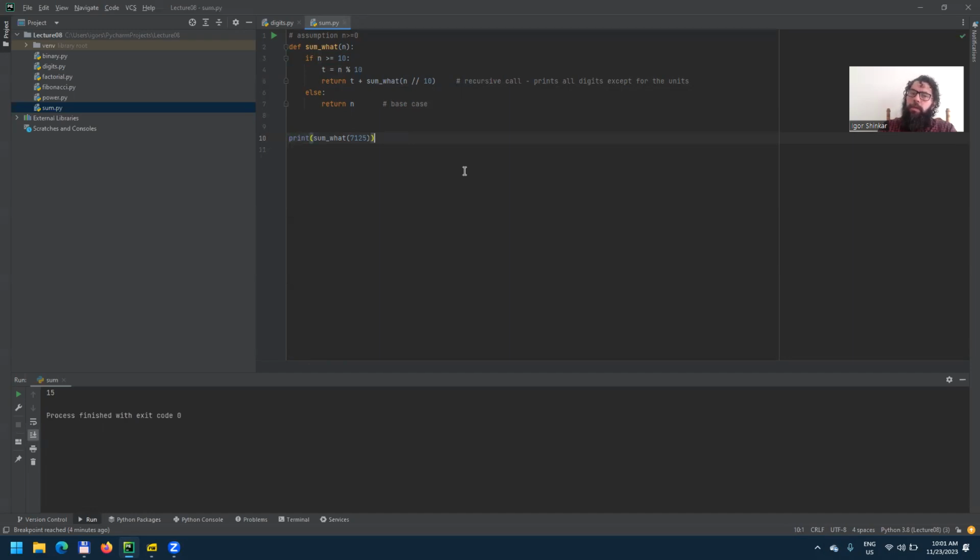Can you guess what it does? Okay, if it's a single digit, it just prints the single digit. But if I do 44, it will print 8. So, question for you. What does this function do? Or, explain the functionality of this.